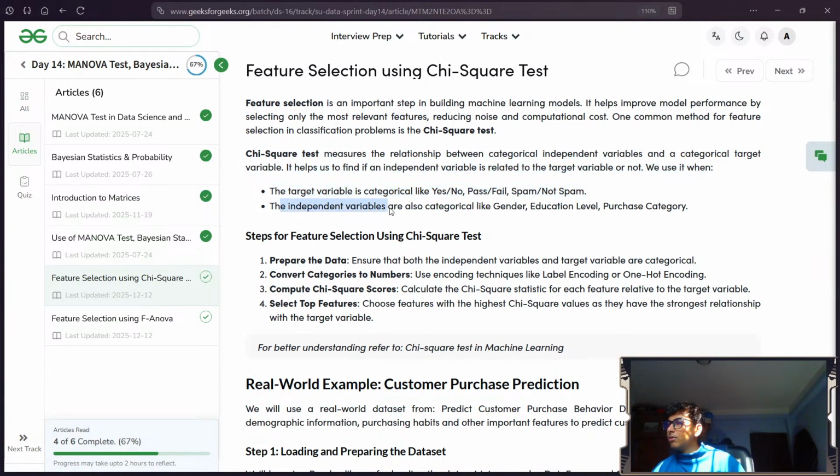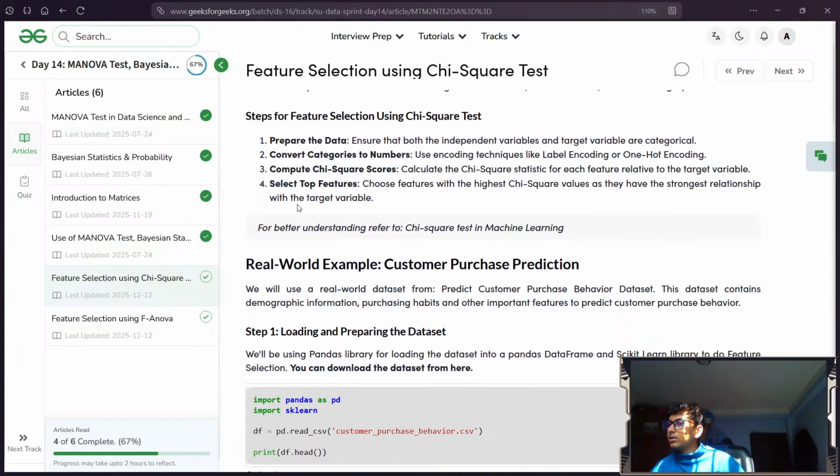The independent variables are also categorical, like gender, education level, purchase category. Okay, everything categorical. Steps for feature selection using chi-square test. Prepare the data. Ensure that both the independent variable and target variable are categorical. Convert categories to numbers. Use encoding techniques like label encoding or one-hot encoding to encode the categories as numbers.